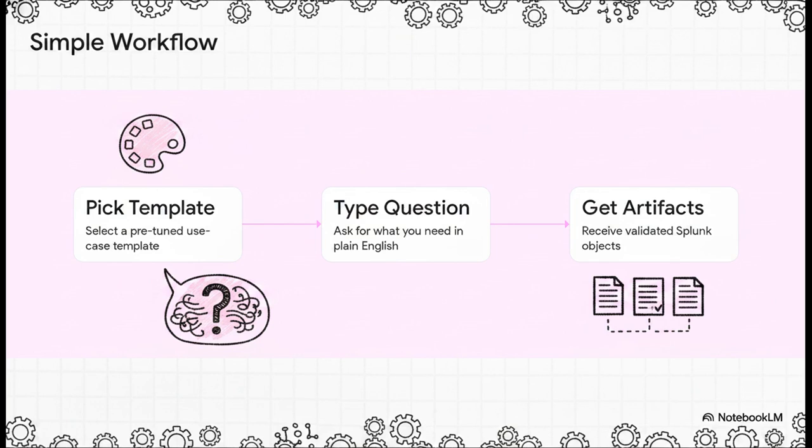This all translates into a remarkably easy 3-step workflow. Step 1, pick a use case template. Step 2, type your question. And step 3, get real Splunk artifacts. That's it. You don't have to memorize commands or stress about performance traps anymore. The assistant is basically making the exact same micro decisions a senior Splunk admin would make, all on your behalf.